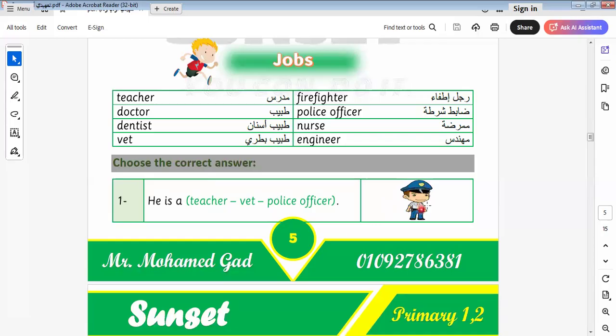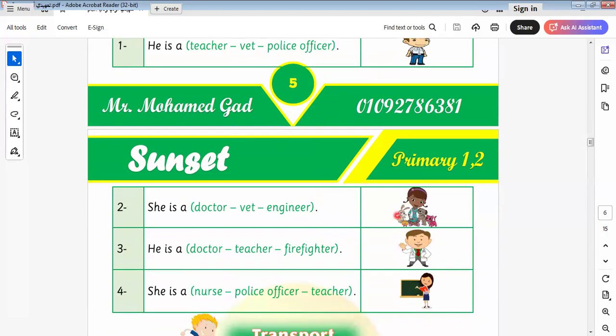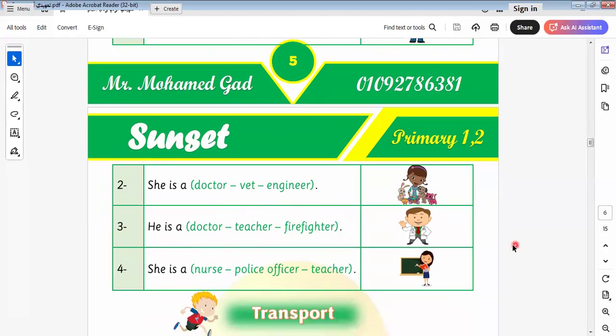So what is the job of this man? So the man here is a police officer. I'm listening using this man. This one treats animals. So this woman is what? Is she a doctor or engineer or vet? Vet. Why? Because she treats animals. So she's a vet. What is the job of this man?